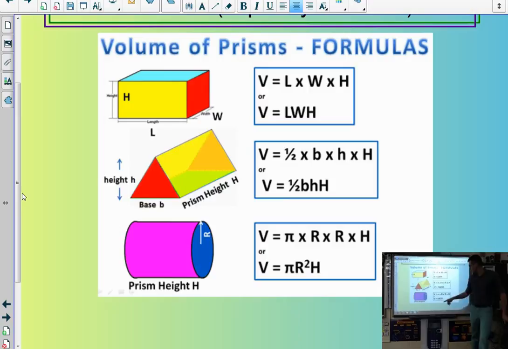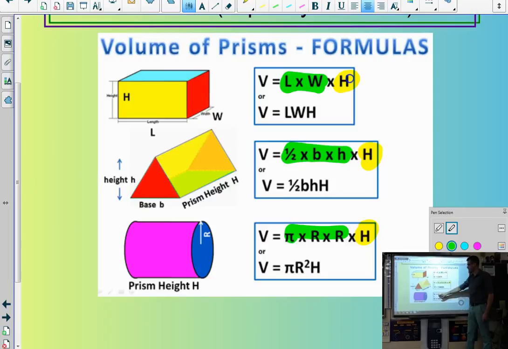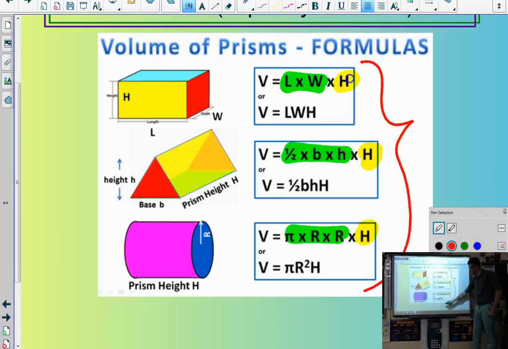So if I, with one color, highlight my height, so we've got height here, we've got height here, and we've got height here, then the other part that remains, here is my length times width, here is 1/2 the base times the height, and here is pi times r times r. Which really then I can condense and make them a little bit easier. These are all the same formula. These are all just a manipulation of one single formula.